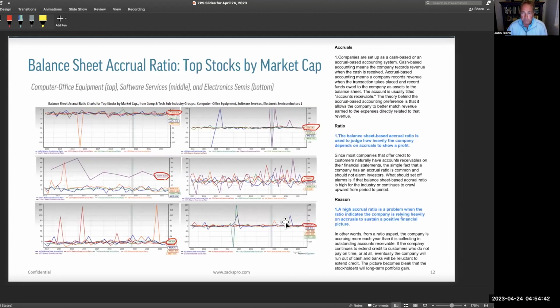Balance sheet accruals. The balance sheet accrual ratio is used to judge how heavily the company depends on accruals to show a profit. A higher accrual ratio is a problem when the ratio indicates the company is relying heavily on accruals to sustain a profit. So again, if I'm circling here, it's bearish. Who's not to like? Cisco, Logitech, CRM, that's Salesforce, Tencent, Texas Instruments, and STM.